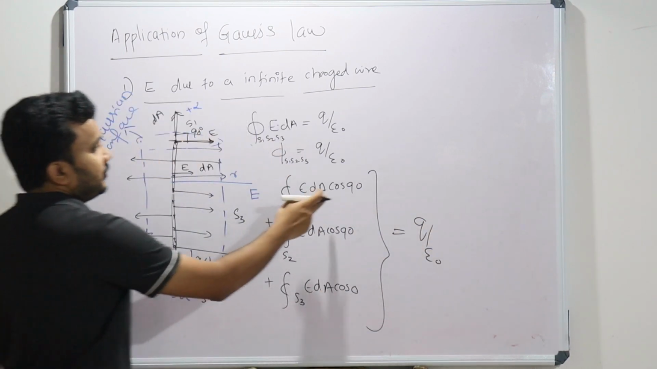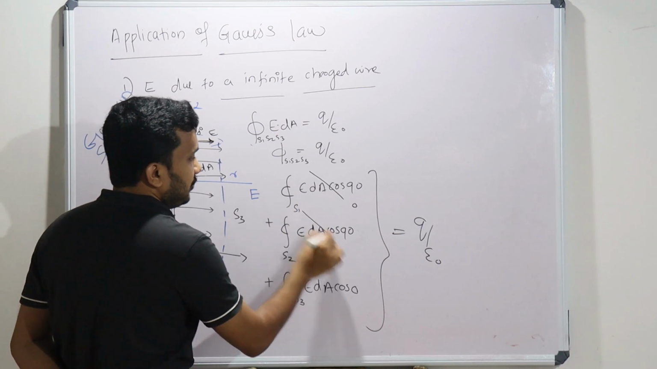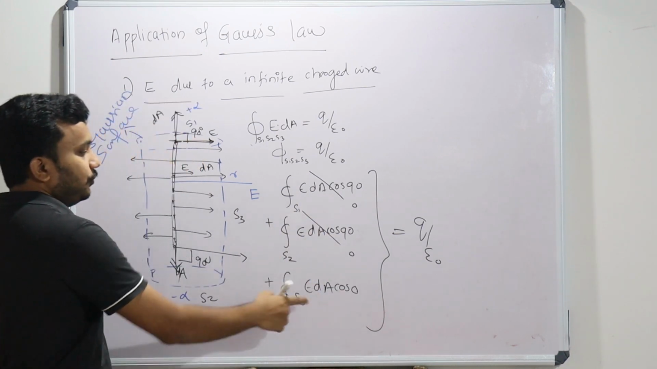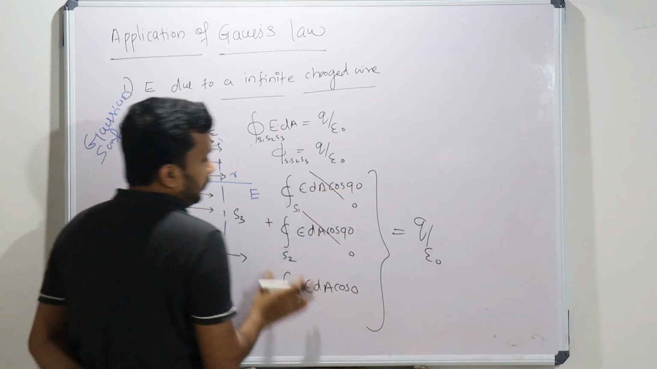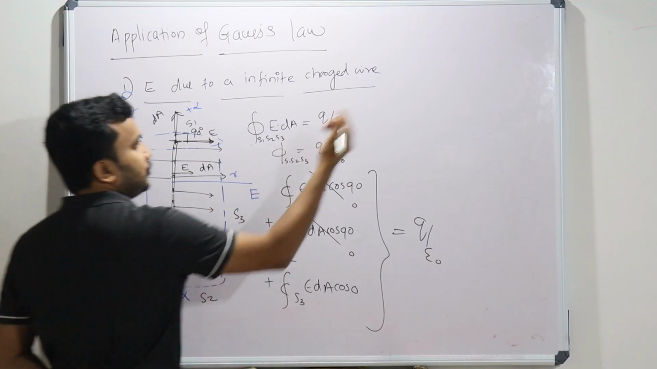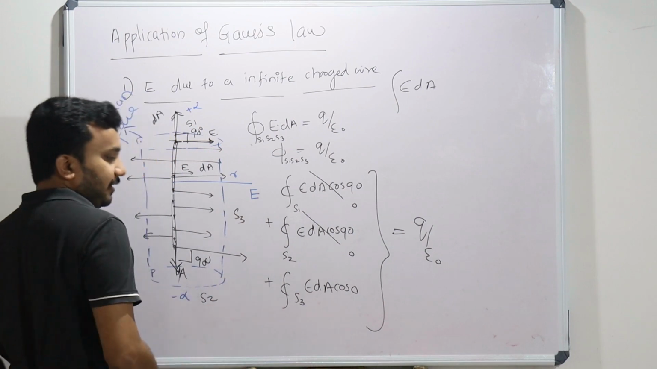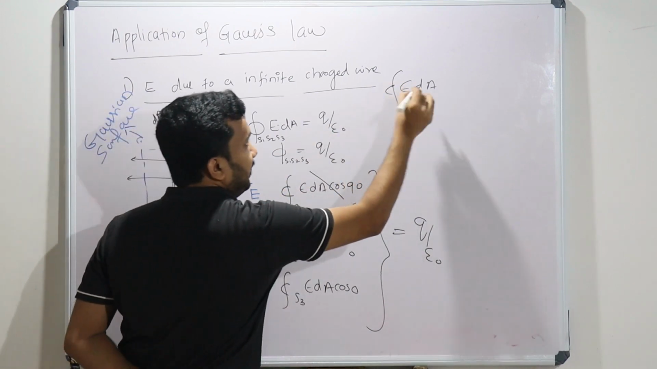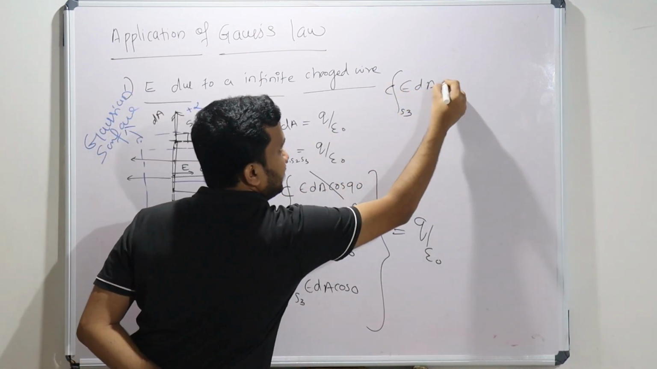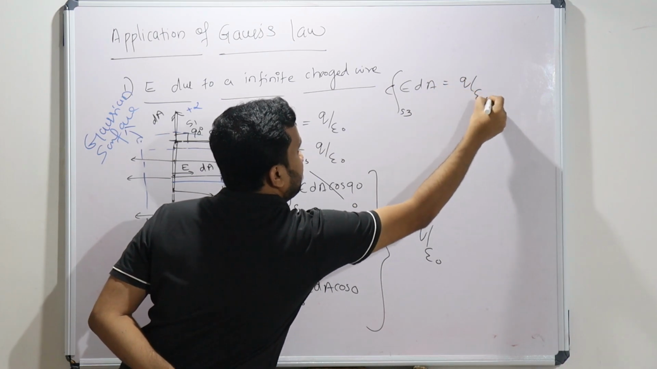Now we'll see. Cos 90, this term goes to 0. This term goes to 0. This is 1, so we have only one factor. These two are going to 0. So now our integral is EDA. So we have an integral over surface S3, all together equal to Q by epsilon 0.